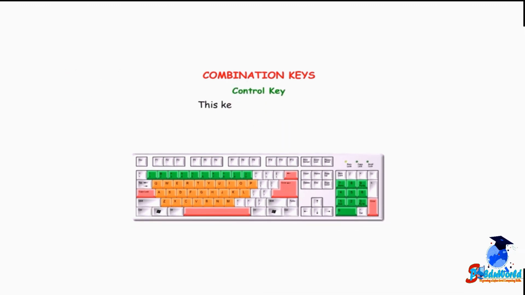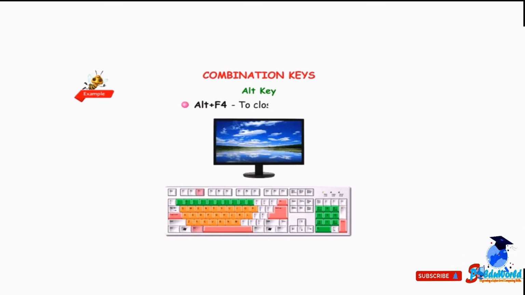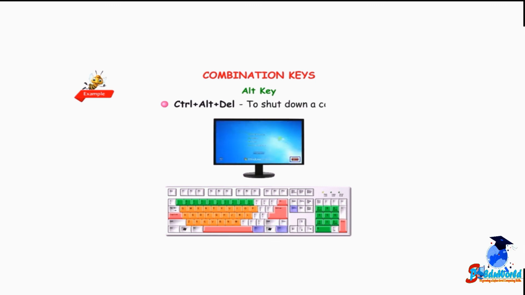Control key. This key is marked as Ctrl. It is used in combination with other keys to perform certain actions. For example, Control plus Home, to move the cursor to the top of a document. Control plus End, to move the cursor to the end of the document. Alt key. Alt plus F4 to close the program. Control plus Alt plus Delete to shut down a computer.